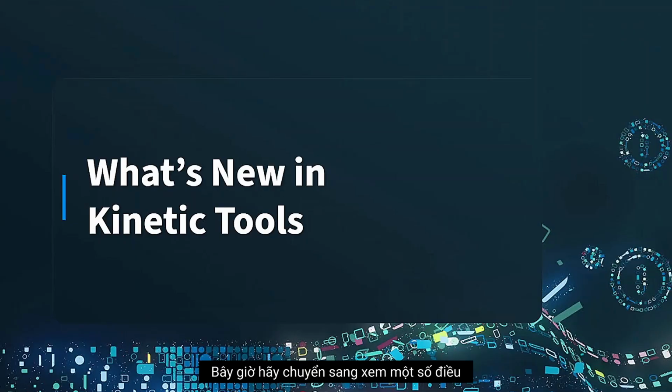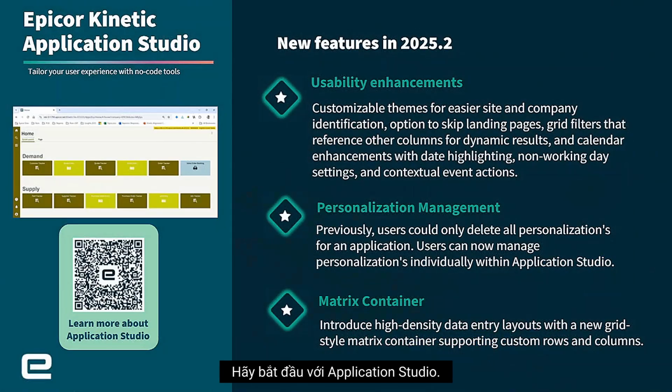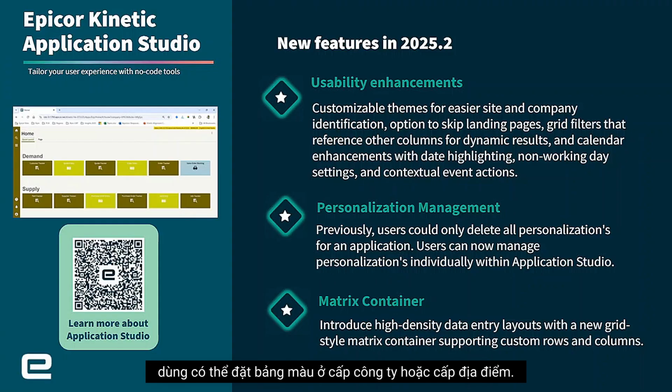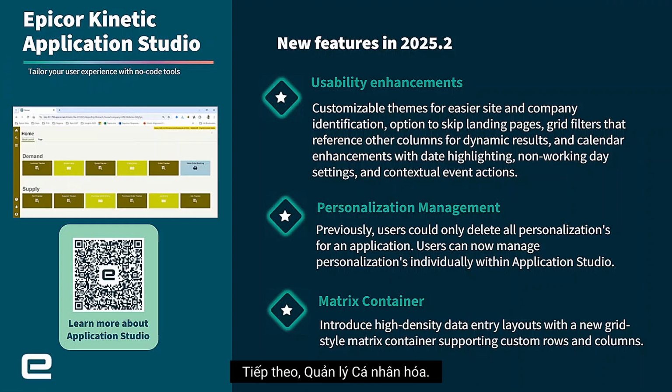But now let's shift gears to look at some of the things that we've done inside of Epicor tooling. Let's start with Application Studio. First, usability enhancements. We've added customizable themes so that users can set color schemes at the company or site level. You can also skip landing pages and go straight to detail views. Use smarter grid filters and take advantage of new calendar options like highlighting today's date, non-working day settings, and contextual actions. Next, personalization management. Instead of wiping out all personalizations at once, you can now manage them individually.